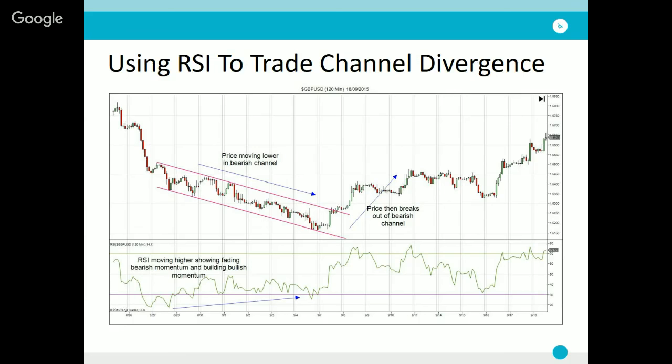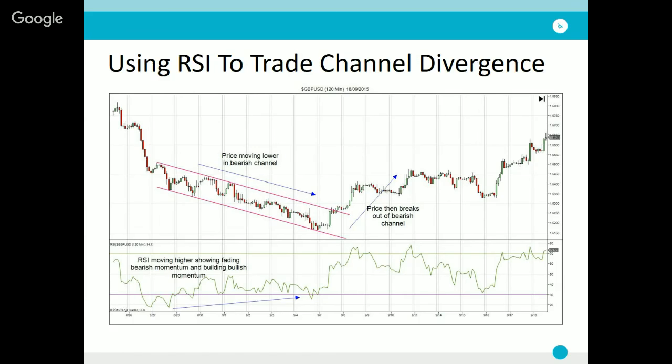But look what the RSI indicator is doing as we move lower. Notice how instead of moving lower in tandem with the bearish moves in price, confirming bearish momentum in the market, the indicator is actually drifting higher, showing that bearish momentum or selling momentum is fading and bullish momentum is building. So in the same way that RSI divergence into key structural levels suggests to us that momentum is waning, alerting us to a potential reversal, here we're seeing price moving in a clear technical structure.